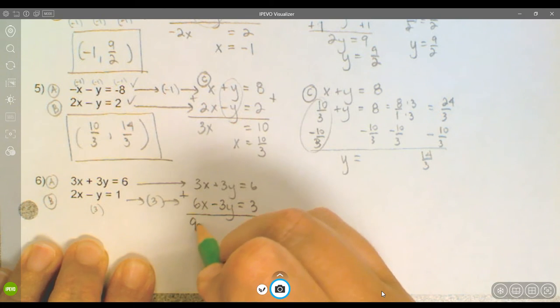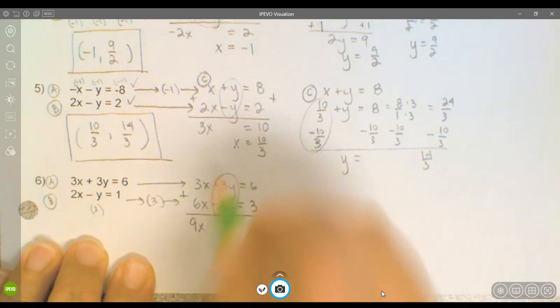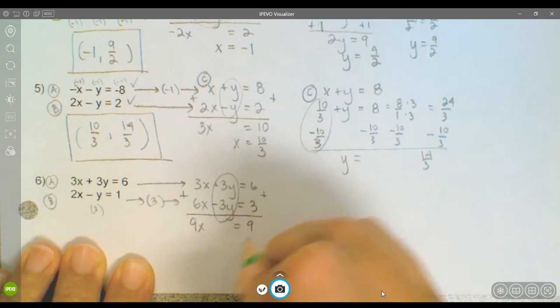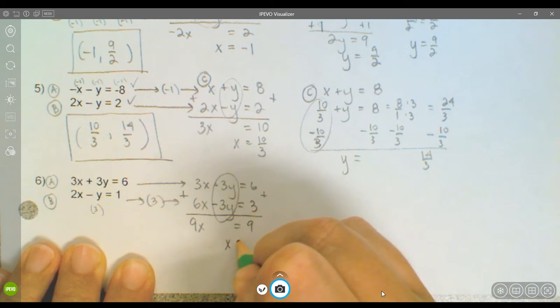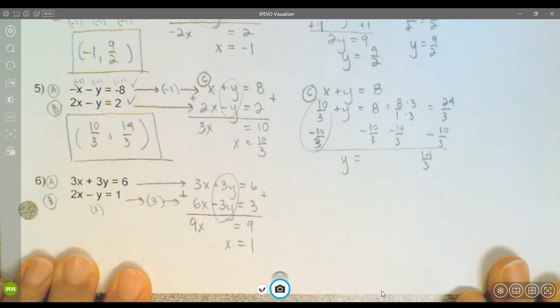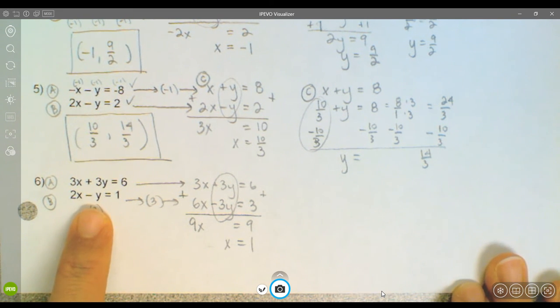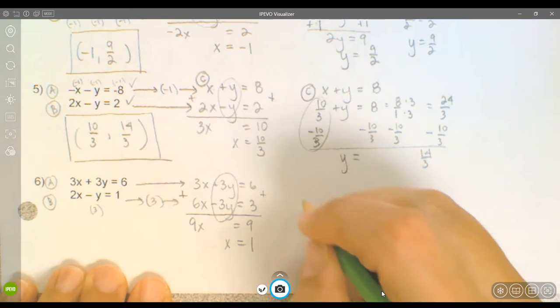Adding here gives me 9x. Adding here zeroes out the y. Adding here gives me 9. So if 9x equals 9, then x equals 1. And y'all, this has smaller numbers, but there's a negative, and I'm just not feeling negatives today.